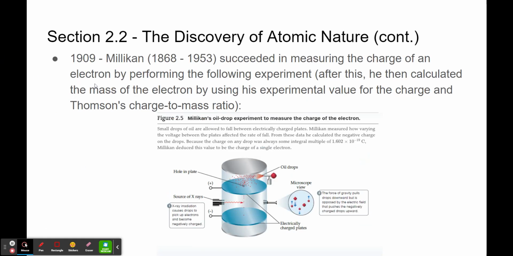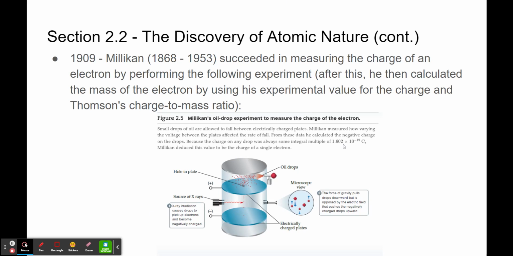Later on, in 1909, Millikan succeeded in measuring the charge of an electron by performing the following experiment, which is called his oil drop experiment. And this is a pretty important experiment to know. After this, he calculated the mass of the electron by using his experimental value for the charge and Thomson's charge to mass ratio.